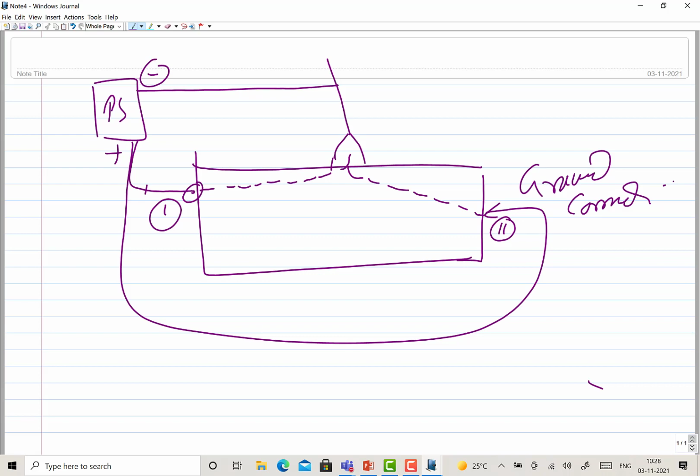So sometimes if it is deflecting in one direction, then what we do is change the ground connection location so that the effect of arc blow is neutralized.